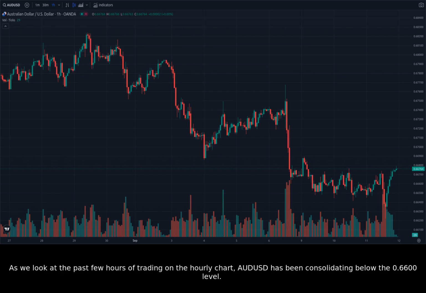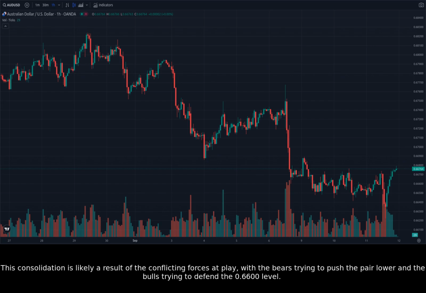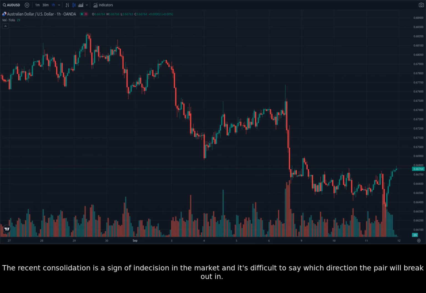As we look at the past few hours of trading on the hourly chart, AUDUSD has been consolidating below the 0.6600 level. This consolidation is likely a result of the conflicting forces at play, with the bears trying to push the pair lower and the bulls trying to defend the 0.6600 level. The recent consolidation is a sign of indecision in the market, and it's difficult to say which direction the pair will break out in.